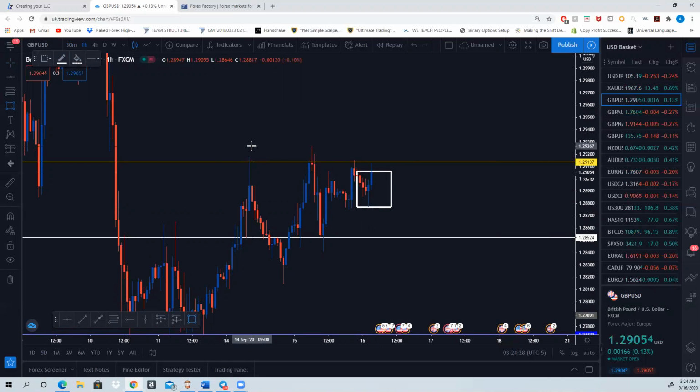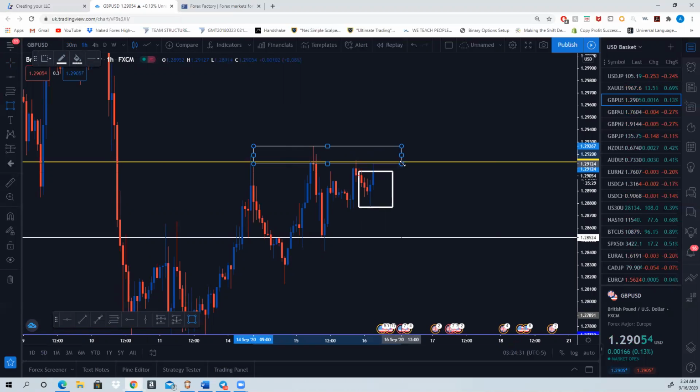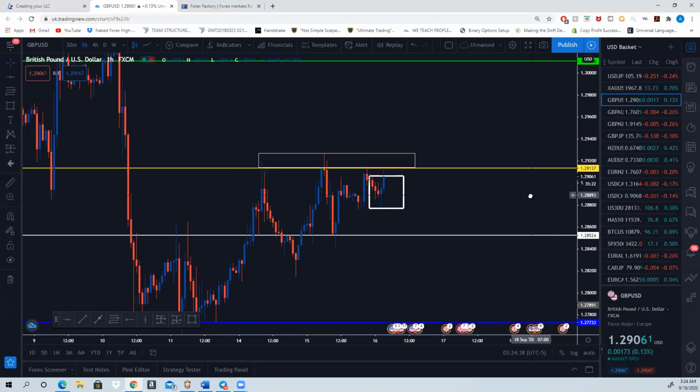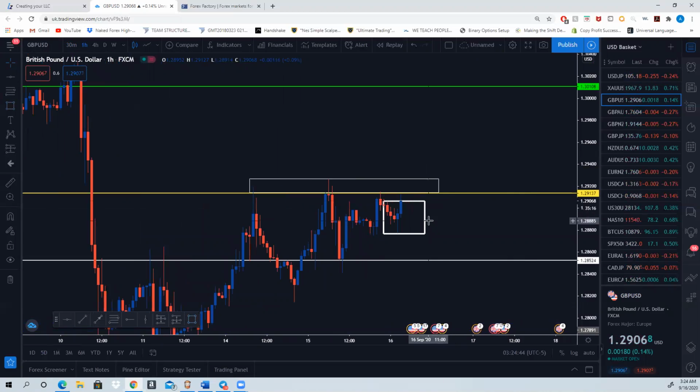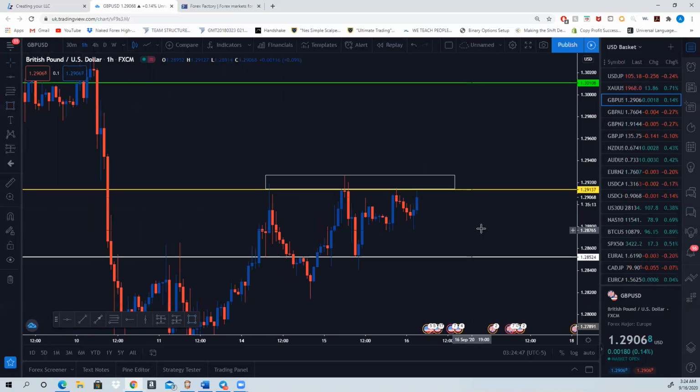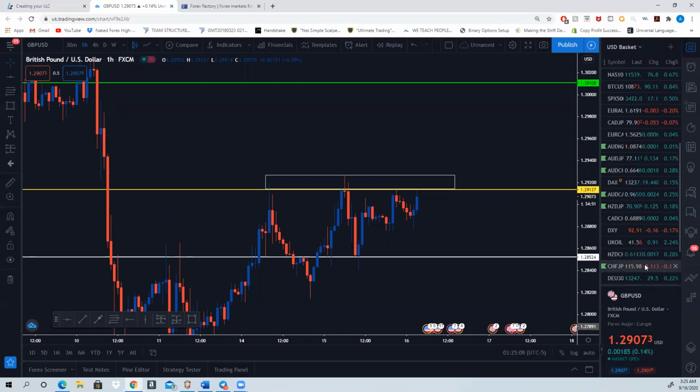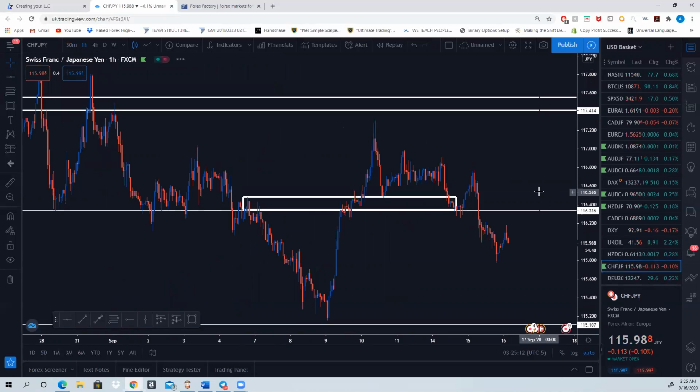This area right here serves as a current supply zone, and it's holding well. Let's see, it's a fourth test here. Let's see if we can finally get a break to the upside. All right. CHF JPY, sure.